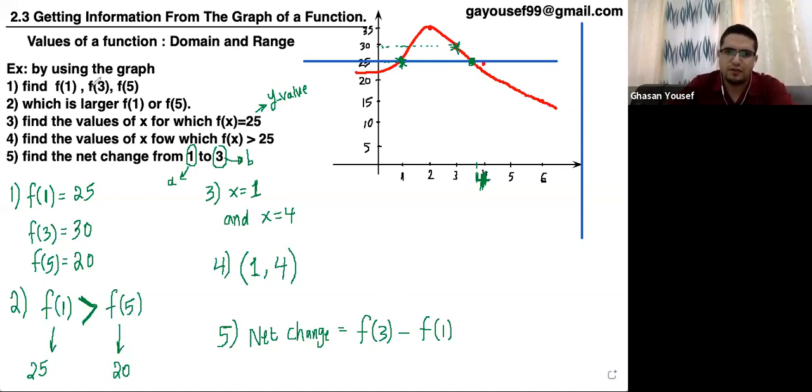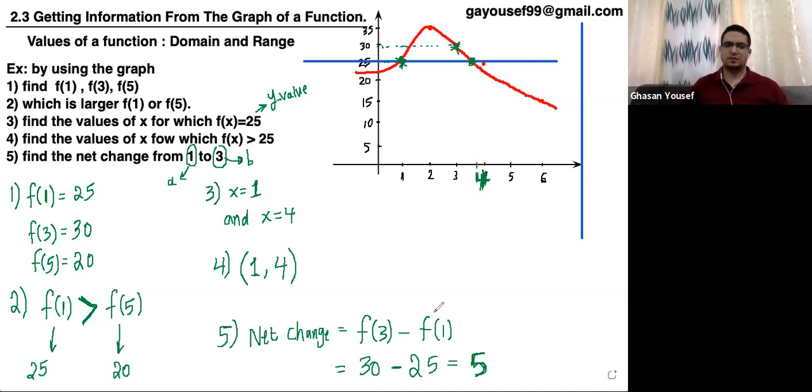Actually, you found f of 3 from the first question, from the first part. F of 3 here is this one, and also f of 1, this one. We found it already. F of 1 is 25 and f of 3 is 30. So we just subtract 30 minus 25, which gives 5. And this is the net change of this function.